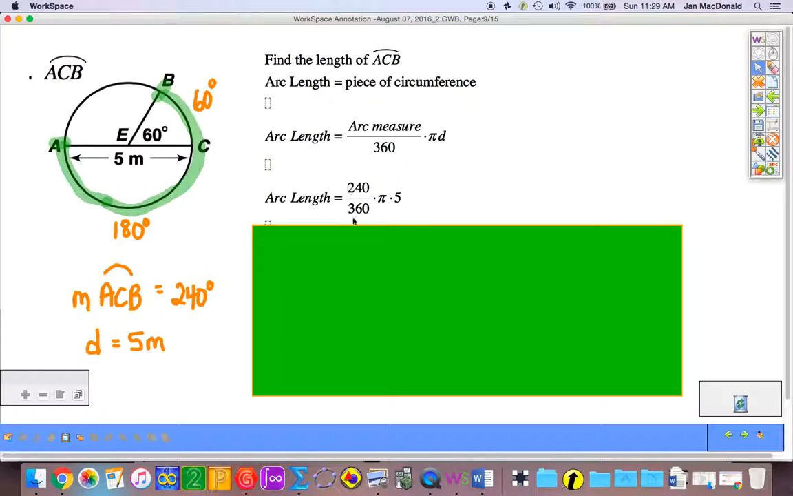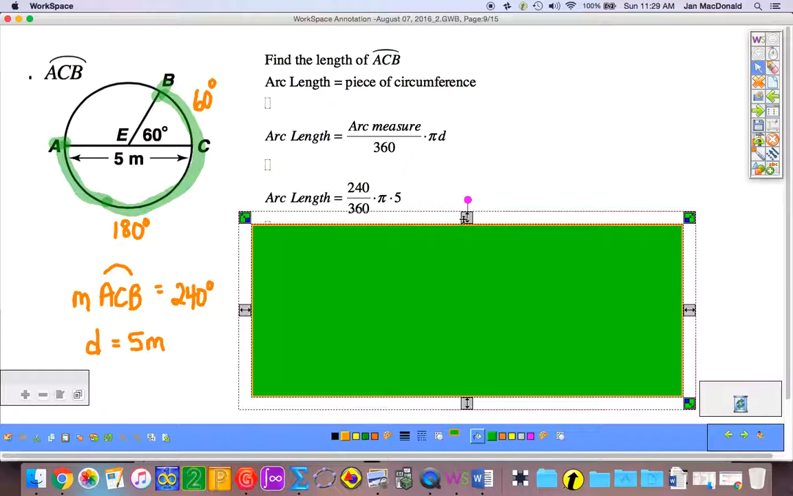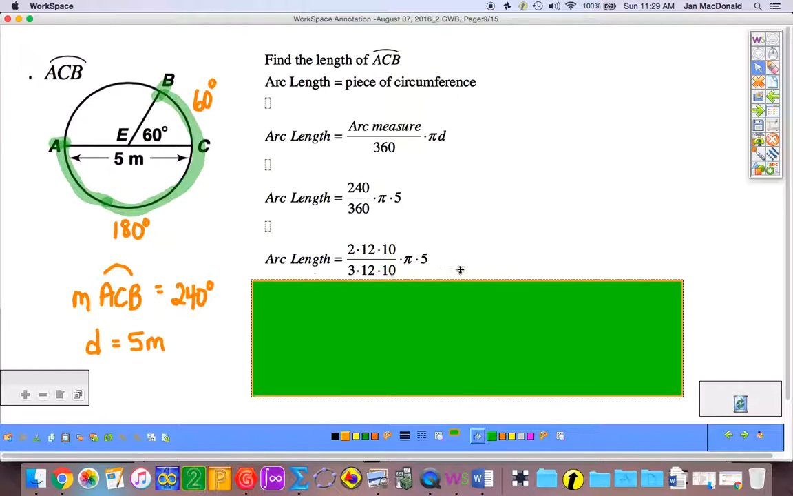Let's reduce this fraction before we move on. We can clearly see that we have a common factor of 10 in the numerator and the denominator. So we know we can divide the top and the bottom by 10. That would give us 24 over 36. And then we should also see that we have a common factor of 12 in the numerator and denominator. So let's simplify that fraction before we move on.